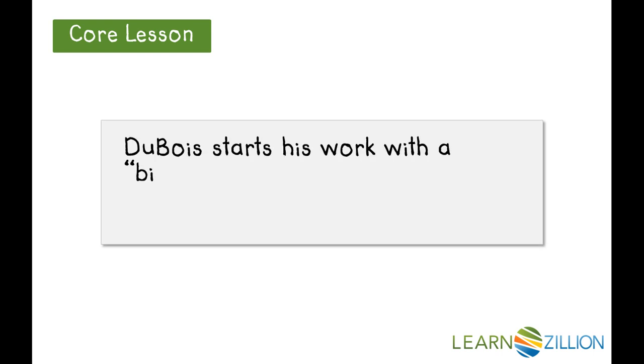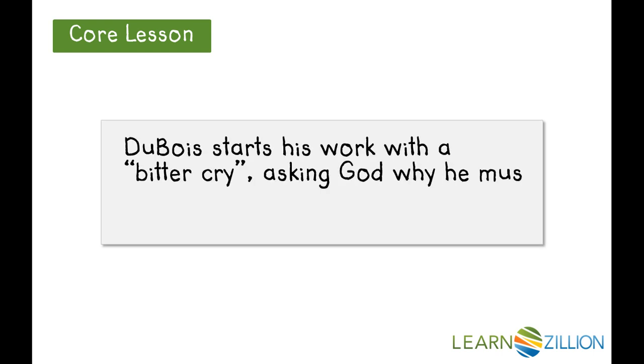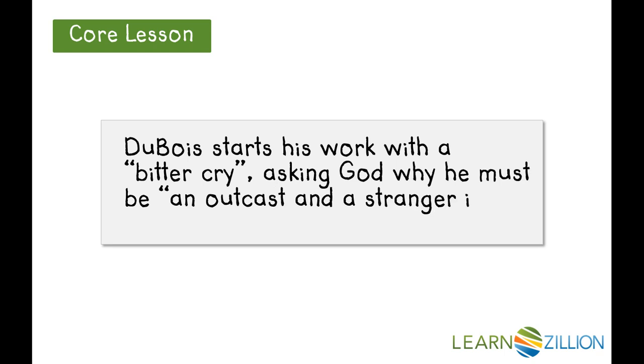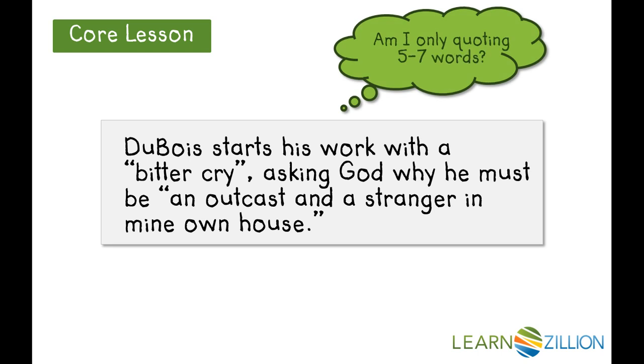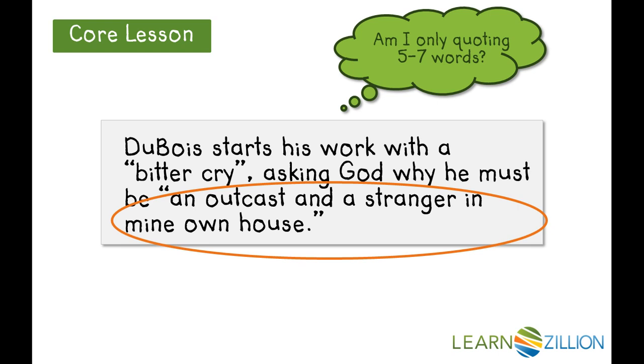So let's see if we can write this down. Du Bois starts his work with a bitter cry, asking God why he must be an outcast and a stranger in my own house. But then I have to ask myself, am I only quoting 5 to 7 words? Here at the bottom, 1, 2, 3, 4, 5, 6, 7, 8, 9. That's more than I want, but can we make it stronger?